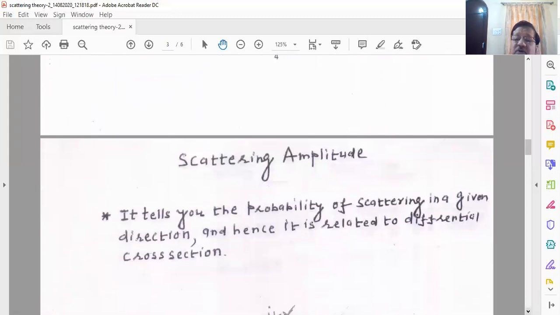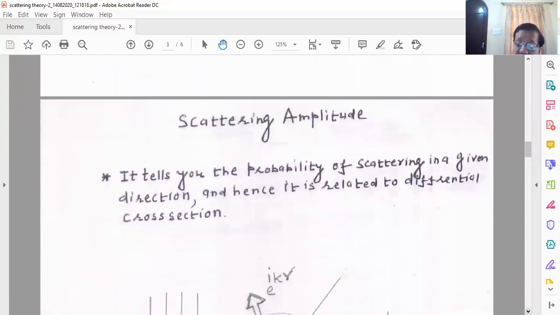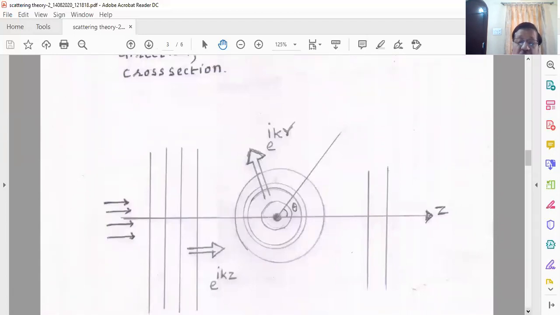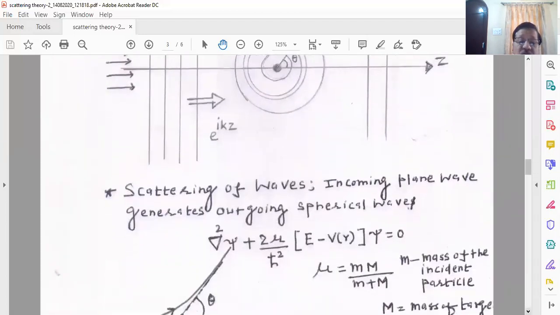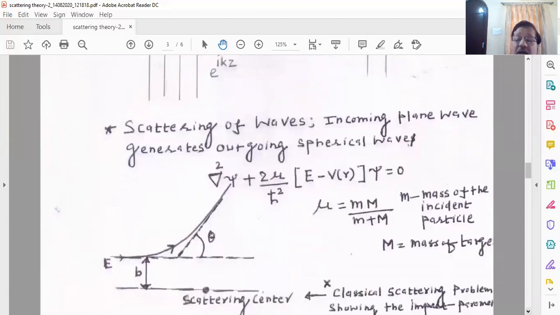As I said, it is giving you the probability of scattering in a given direction. First I would like to give you a classical picture, and then we will go to the quantum picture. Here you have a scatterer, and an incident beam having energy E with an impact parameter b. This is the impact parameter which you studied in the Rutherford scattering formula, the closest distance of approach.